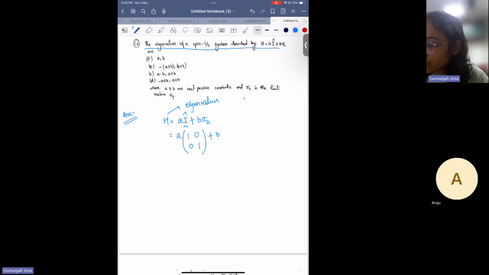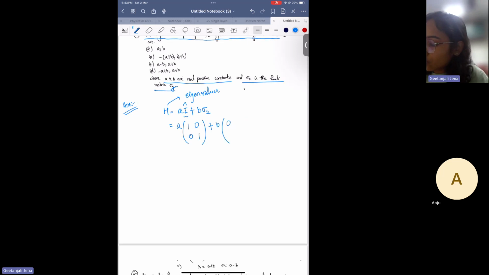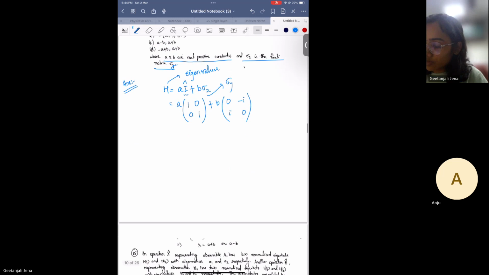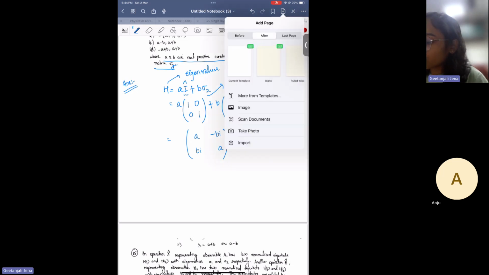Now, it is also given that A and B are real positive constants and sigma 2 is the Pauli matrix, which is 0, minus i, i, 0. So this is the sigma y matrix, the Pauli matrix in the y direction. So the whole expression would be A, minus Bi, Bi, A. So this is the matrix for the Hamiltonian that is given to us.